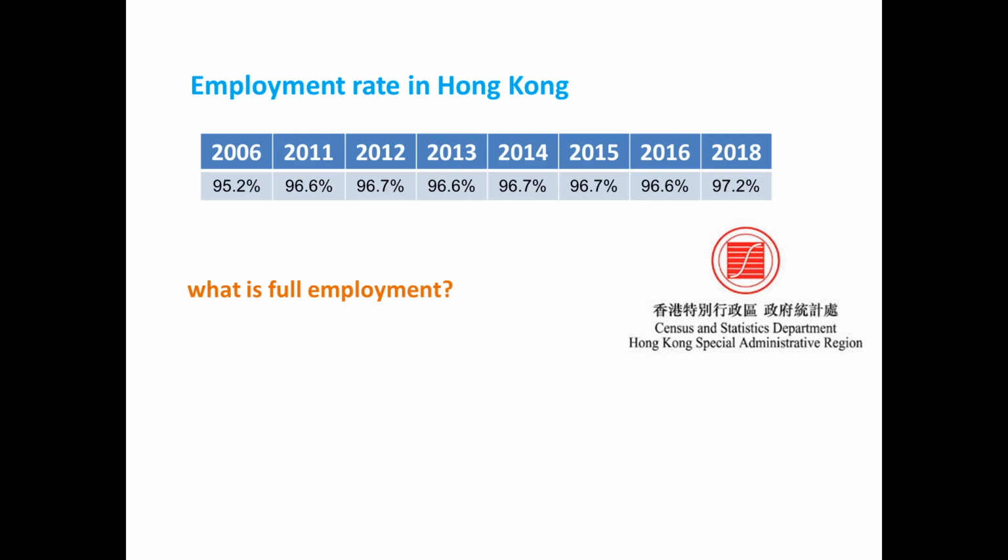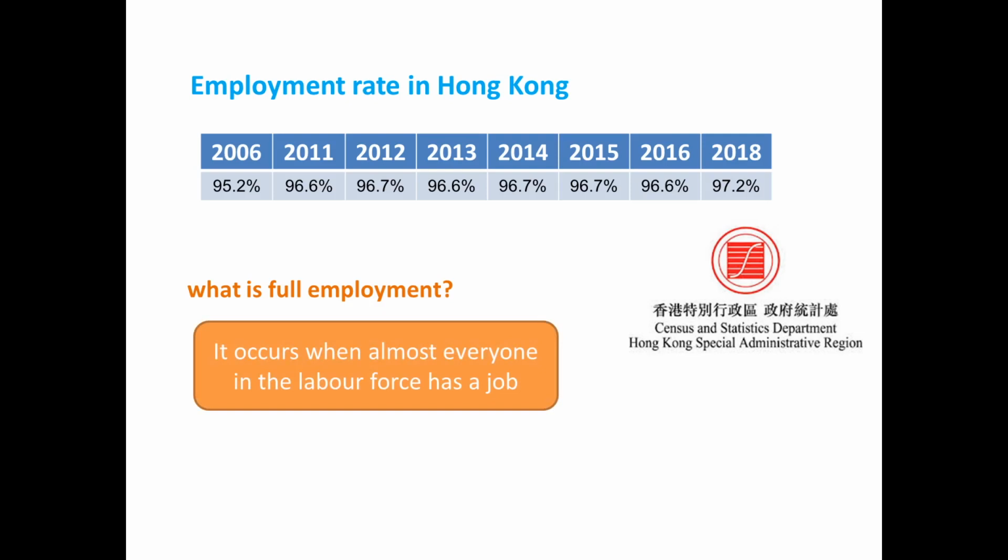Full employment is basically when almost everyone in the labor force has a job. This is what you have to remember. The definition for full employment is different from the one you have based on common sense. You may want to ask why suddenly it becomes so odd. When almost everyone in the labor force has a job, then it is full employment.